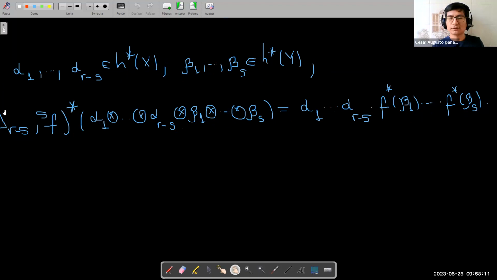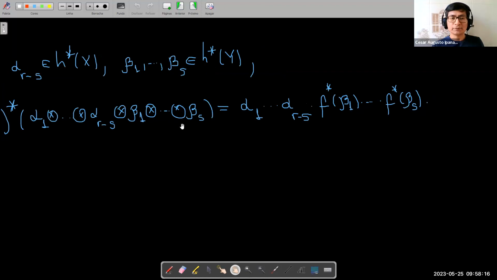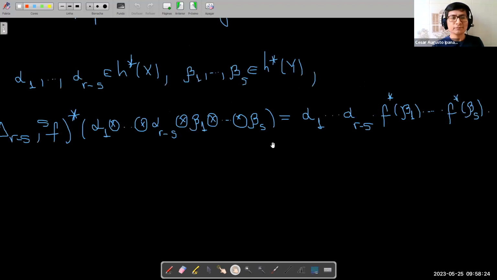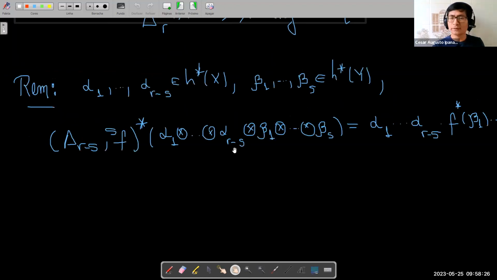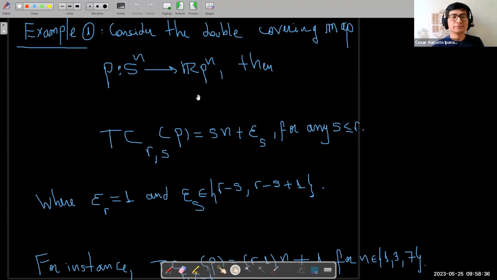The action of these homomorphisms, here is the tensor product of them, is equal to the coproduct of this element. With this observation we can compute some examples. The first example is to compute this TC for the classical double covering map of the sphere over the real projective space.